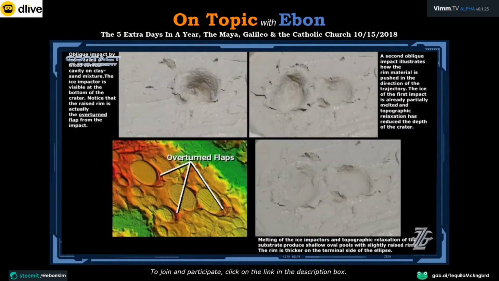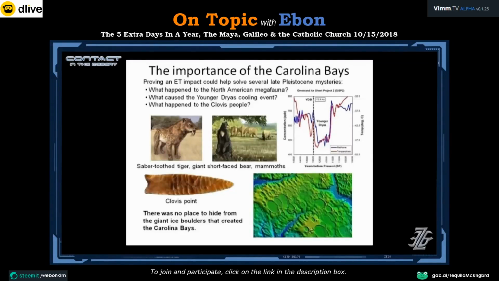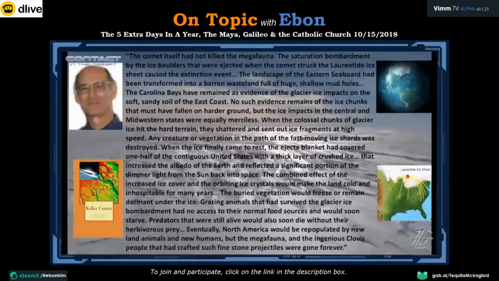And again, everything has been done in this paper to require us to reconsider the Carolina bays and the Nebraska basins as part of the evidence in this case. The way that the bays are formed, the ellipses, the overturned flaps, it all proves out on the simulations. Now, the importance of the Carolina bays is the following, that I'm going to read this. The comet itself had not killed the megafauna.